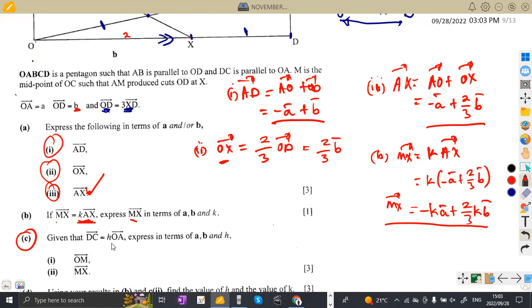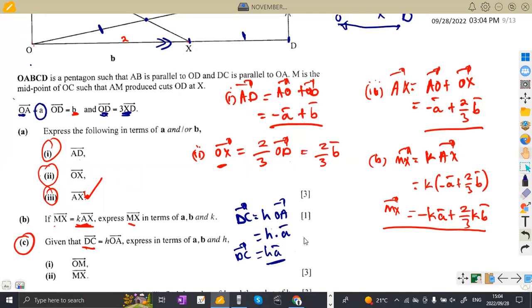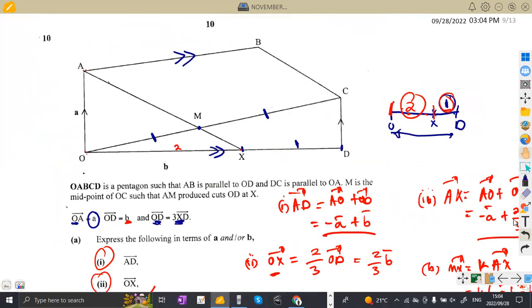DC is equal to H OA. So this is what you're given on DC. Let us talk about this DC, because as you can see, you're asked to find OM, which has nothing to do with DC. So the first thing is to know our DC. We are given that DC is equal to H times vector OA, of which vector OA we are given as A. So it's going to be H times A, which is HA. So this is your vector DC. I want you to see this and place it on your diagram from D to C, because we are given that these two are parallel. So this DC that we see is HA like this. That is what they're trying to say.